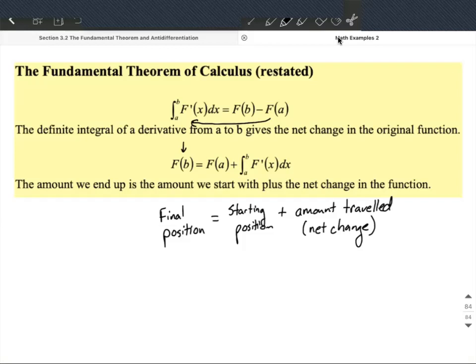So I hope this helps out. It's just rearranging the fundamental theorem of calculus to get a slightly different version, but thinking about it in this order is helpful in some applications.